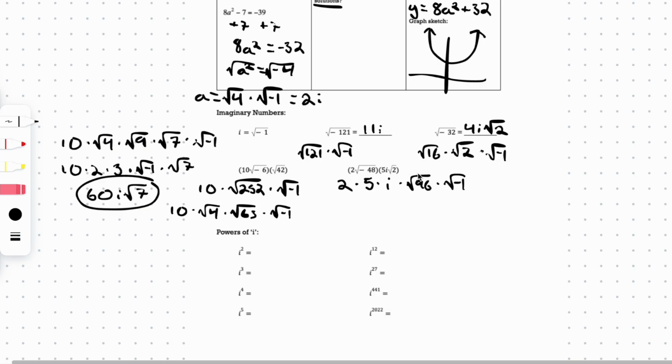What are some perfect square factors of 96? Well, 16 is a factor of 96, so I'm going to factor that out. We have 2 times 5 times i times root 16. Root 16 times 6 is 96. So we're going to do times root 6 times root negative 1. Okay, and root 16 is going to be 4. So I'm just going to put that in that place. I'm writing this kind of weird.